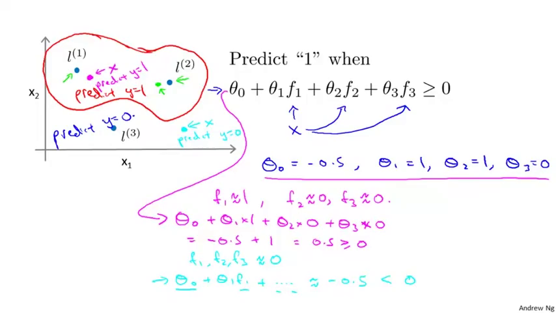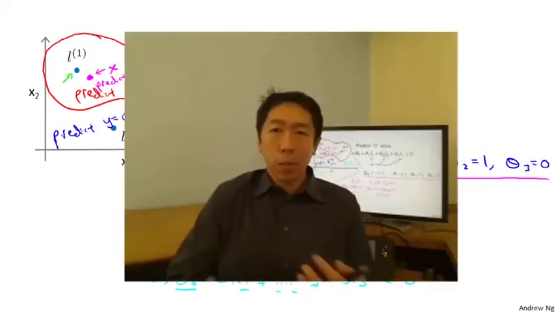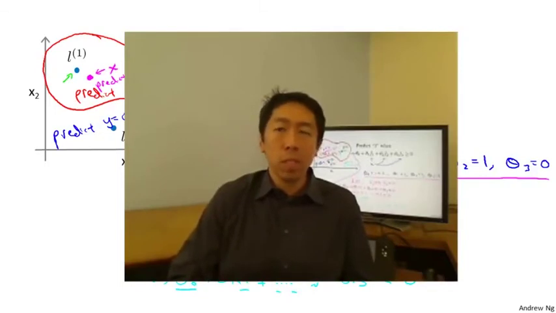And so this is part of the idea of kernels and how we use them with a support vector machine, which is that we define these extra features using landmarks and similarity functions to learn more complex nonlinear classifiers. So hopefully that gives you a sense of the idea of kernels and how we can use it to define new features for the support vector machine.